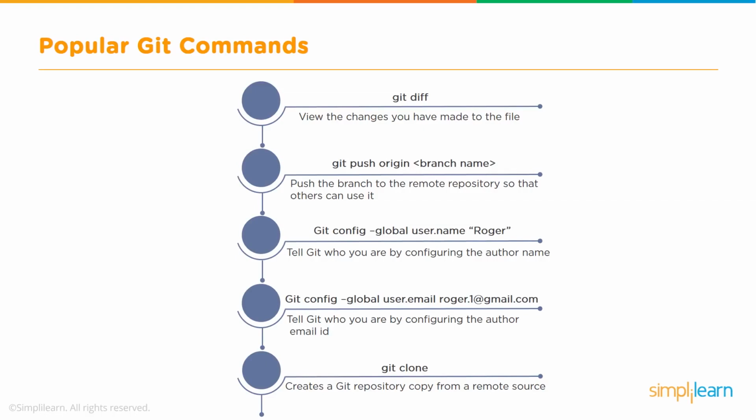And this is what you would do at the end of your project. Git config --global user.name will tell Git who you are by configuring the author name, and we'll go through that in a moment. Git config --global user.email will tell Git the author by the email ID. Git clone creates a Git repository copy from a remote source.